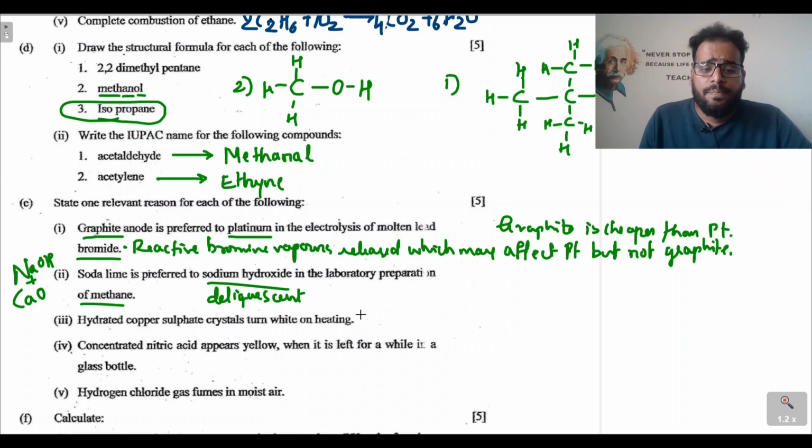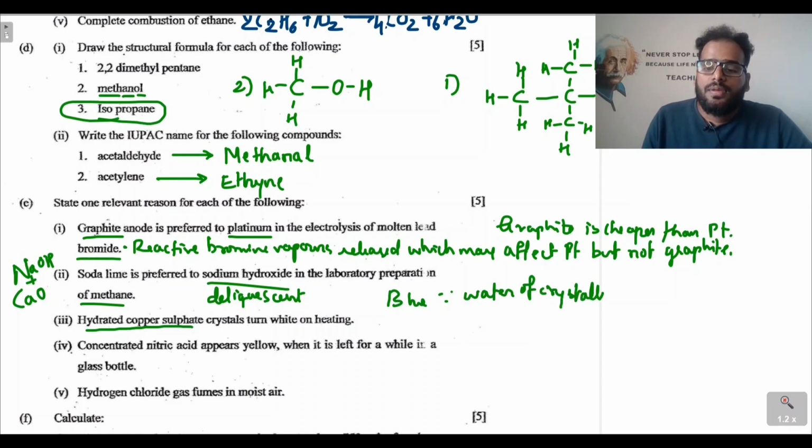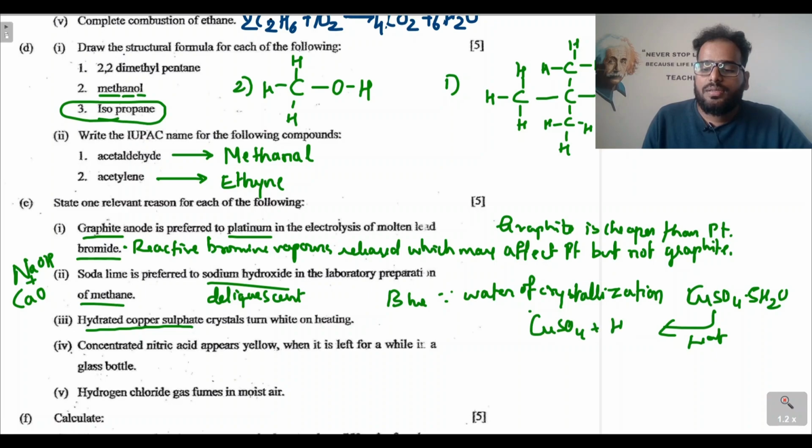Hydrated copper sulfate crystals turn white on heating. So for this you have to give the reason. First of all, the color of hydrated copper sulfate is blue. That is because of water of crystallization. So what is the formula for this? You know, it is called blue vitriol, CuSO4.5H2O. So when you heat it, what will happen? Water will escape. You will get only copper sulfate, which is white. Okay, so you will explain it. You can also mention the equation. Hydrated copper sulfate is blue because of water of crystallization, which on heating loses water vapor, and anhydrous copper sulfate will be formed, which is white.